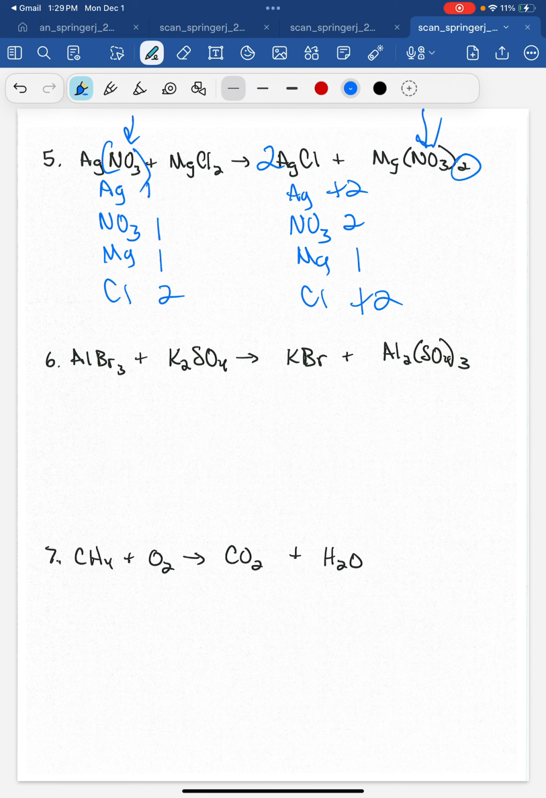And then I need 2 in front of the silver over here. Make that 2 and that 2. And now everything's balanced. 2, 2, 1, 1. Or, sorry, 2. So that one's done. So a 2 and a 2.